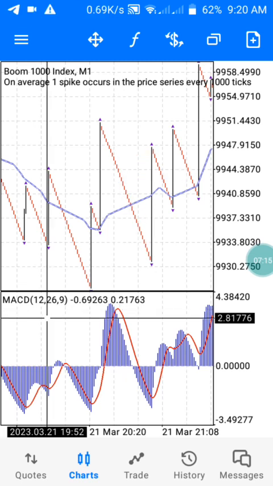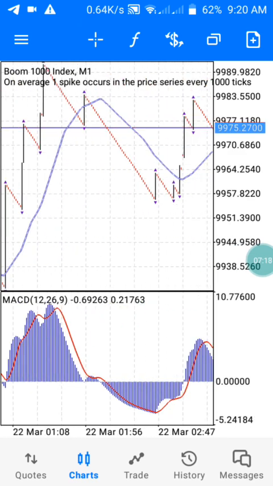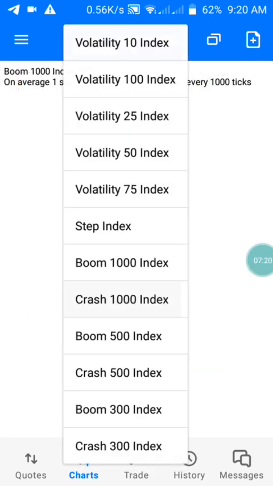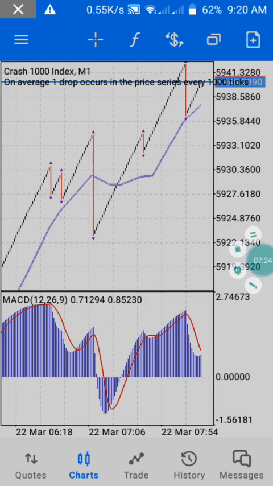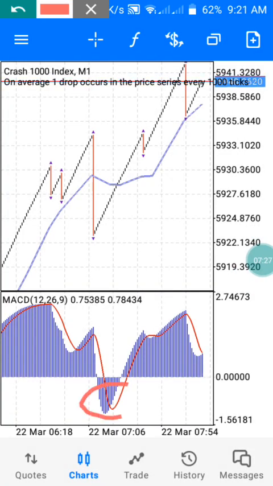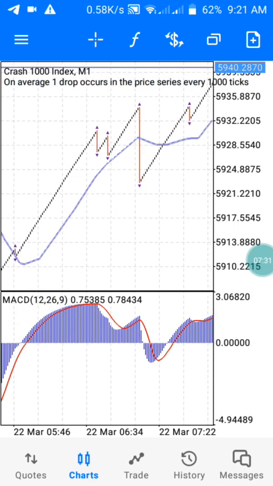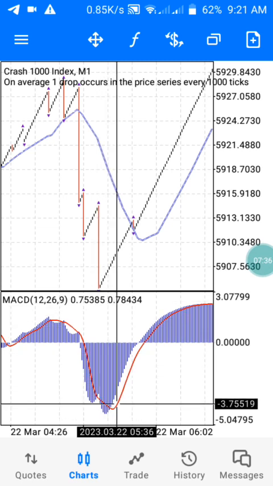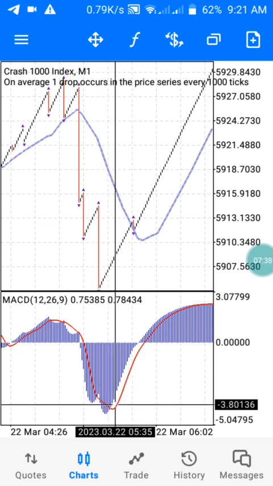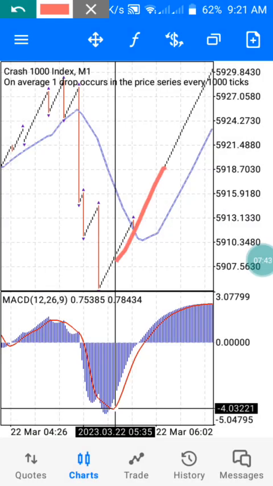Same thing happens on Crash 1000. So let's check Crash 1000 to see. By doing this, in this Crash 1000, what you only need to take as your buy is this particular entry. This particular entry is what you are going to be focusing on. So let's check this particular zone. When the moving average moves away from the MACD, then you can easily take your buy zone, and you can easily count up to 7 to 10 candlesticks, then you are out of the market.